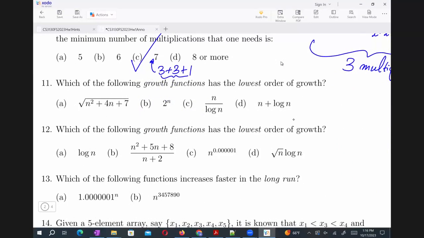Number 11. Most of you did well. Option C. One student gave me B. B, exponential function, is the highest. Probably read the question carefully. It asks for the lowest order, so don't choose the opposite, the highest order. That student probably confused it with the highest order, right? Read the question carefully. Also important.